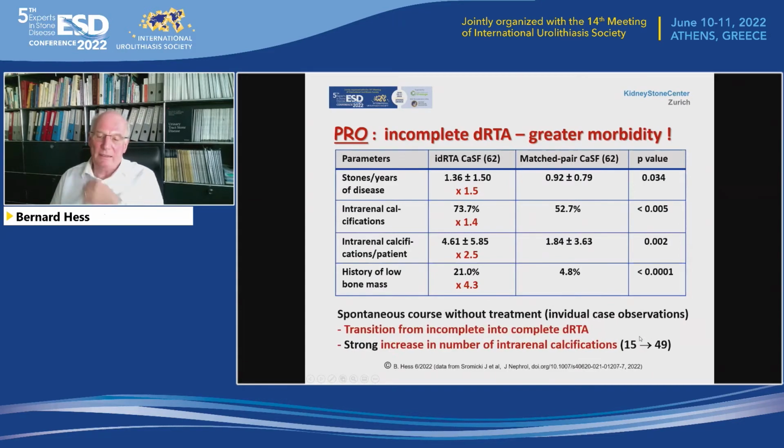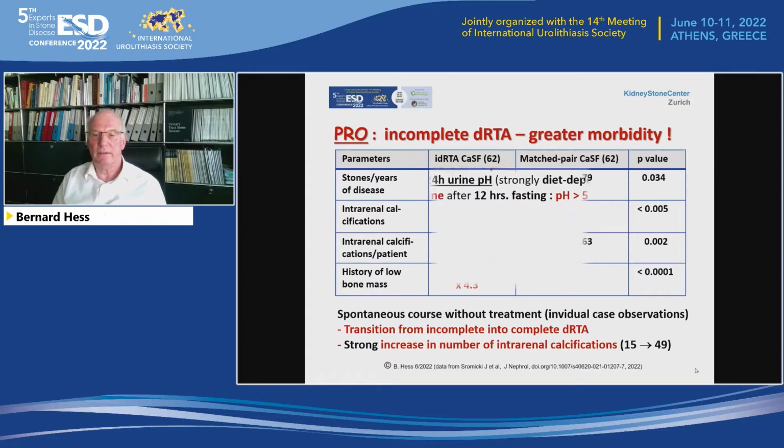Because the study lasted long and I had the possibility to talk to patients after 15 years, we observed in single cases a transition from incomplete into complete distal RTA and a strong increase in the number of intrarenal calcifications in one woman from 15 to 49. So it's an active disease if not treated.